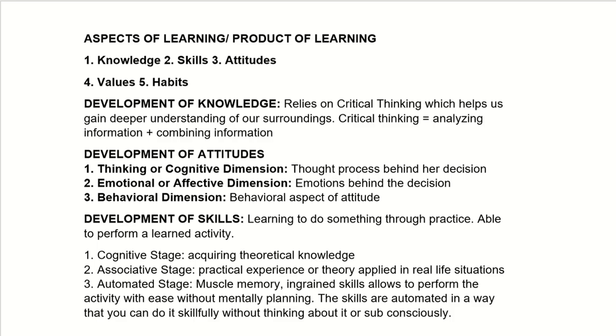We develop skills. We develop an attitude. We get values from learning, and we also develop habits because of learning. So these are the 5 things that we gain because of learning, or the 5 aspects of learning. What are they? Again, knowledge, skills, attitude, values, and habits. Now you can make some acronym for this, and you can remember that these are the 5 products of learning.